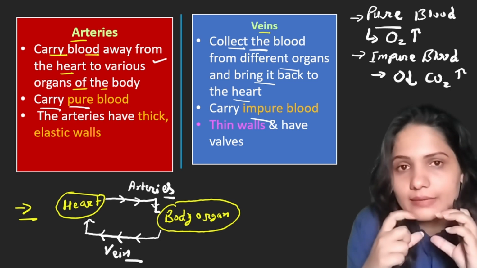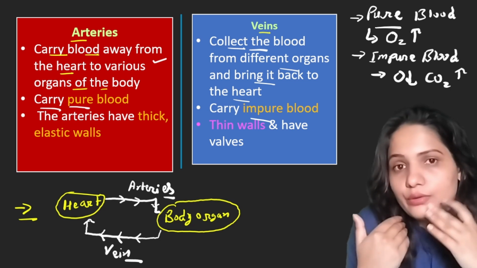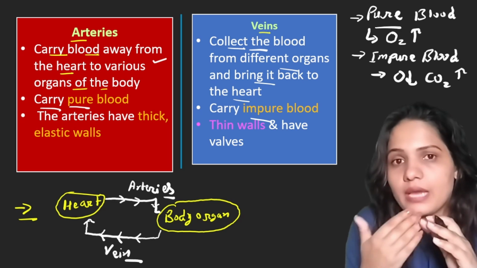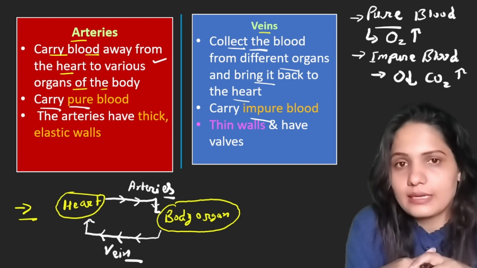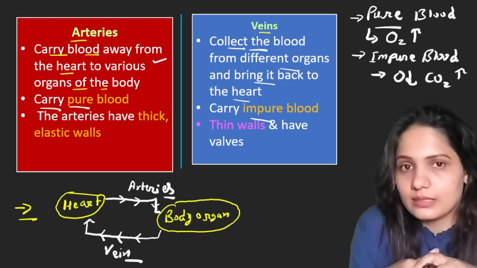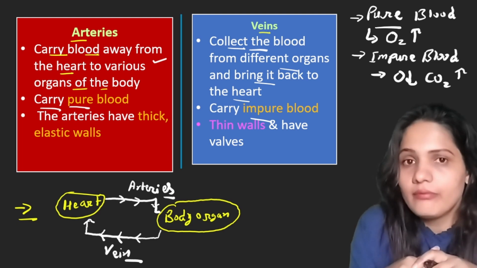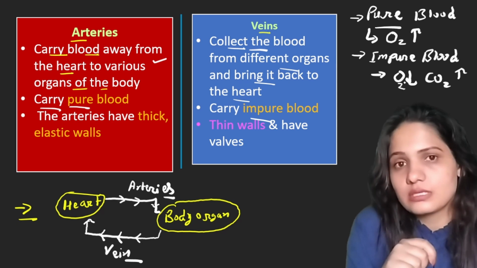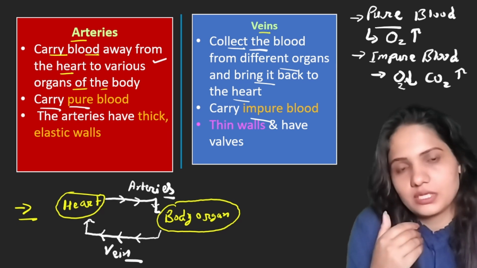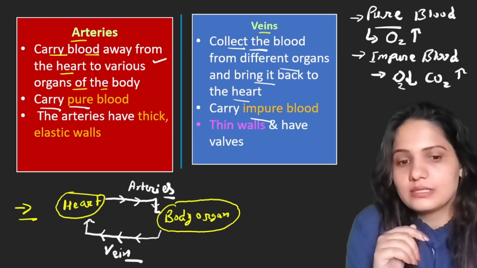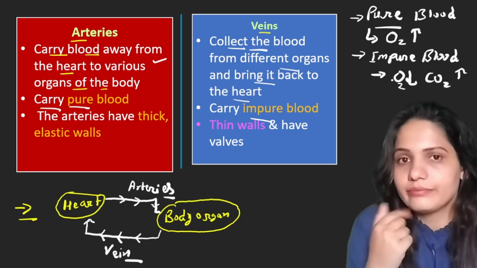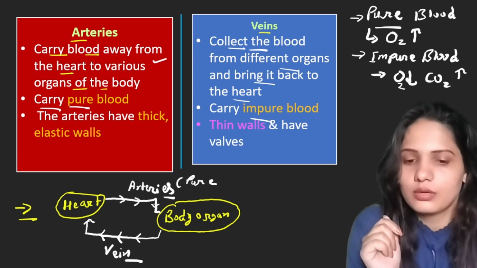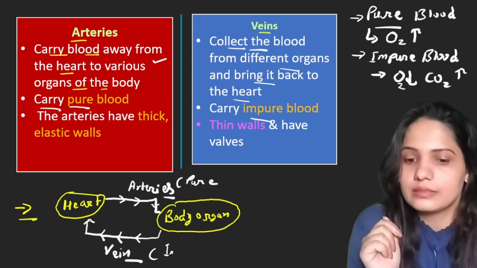Pure blood has a higher level of oxygen and impure blood has a lower level of oxygen and a higher level of carbon dioxide. So for pure blood, in which we have a high amount of oxygen, we use another term, that is oxygenated blood, and for the impure blood which has less oxygen and high CO2, we use the term deoxygenated. So whenever I say oxygenated blood, that means pure blood, and whenever we say impure blood, that means deoxygenated blood. Now the arteries carry pure blood. Here we can write pure, and veins carry impure blood. Here we can write impure.